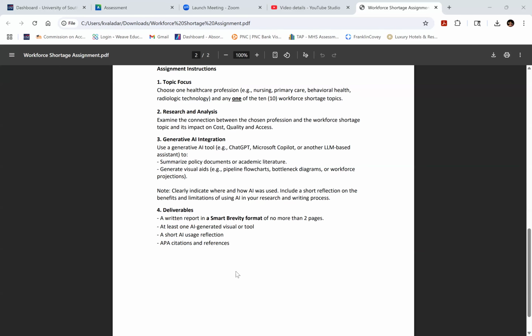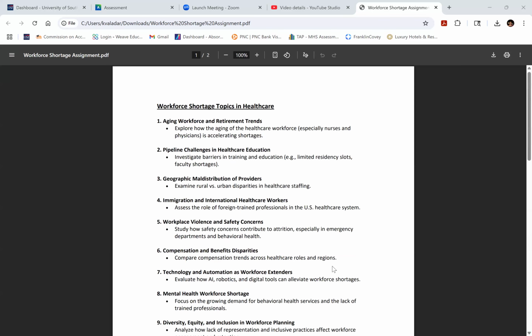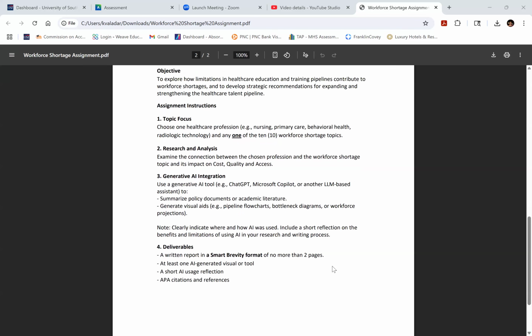So here's what has to be delivered: a written report of no more than 2 pages. It's a report, and again, it's going to be in a smart brevity format. Smart brevity is bullet points. It is highlighting certain things. Please follow the smart brevity format. And you can either look on the Smart Brevity website, or if I were you, I would recommend having your draft document initially created using AI in a Smart Brevity format.